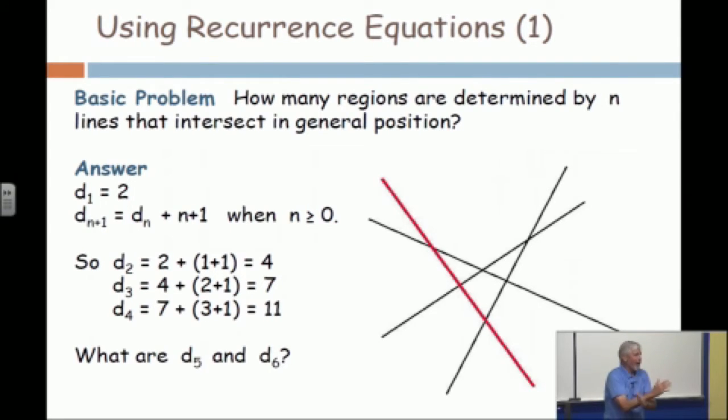Now, if you put three lines, you have to think about it for a moment. It isn't 8. It doesn't go 2, 4, 8. It goes 2, 4, 7. And then after that, it's 11. Now, for here, just count with me. Do you see the 11 regions that are formed by those four lines?